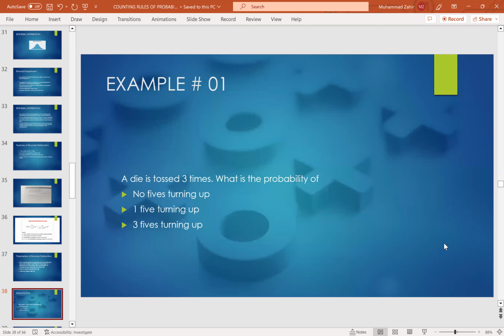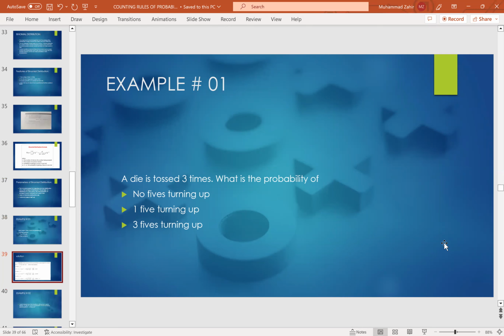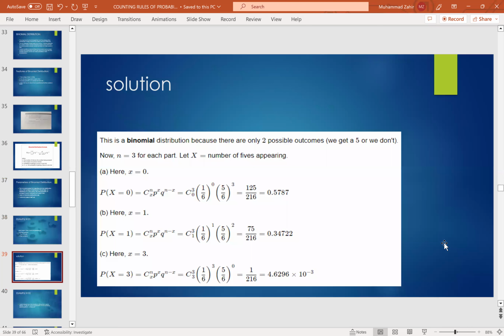Example: a die is tossed 3 times. What are the probabilities of no 5 turning up, one 5 turning up, and three 5s turning up? In this solution, we use the binomial distribution, because there are only two possible outcomes: we get a 5 or we don't. So n is 3 for each, and let x be the number of 5s that appear. Here, x is 0, x is 1, and x is 3.